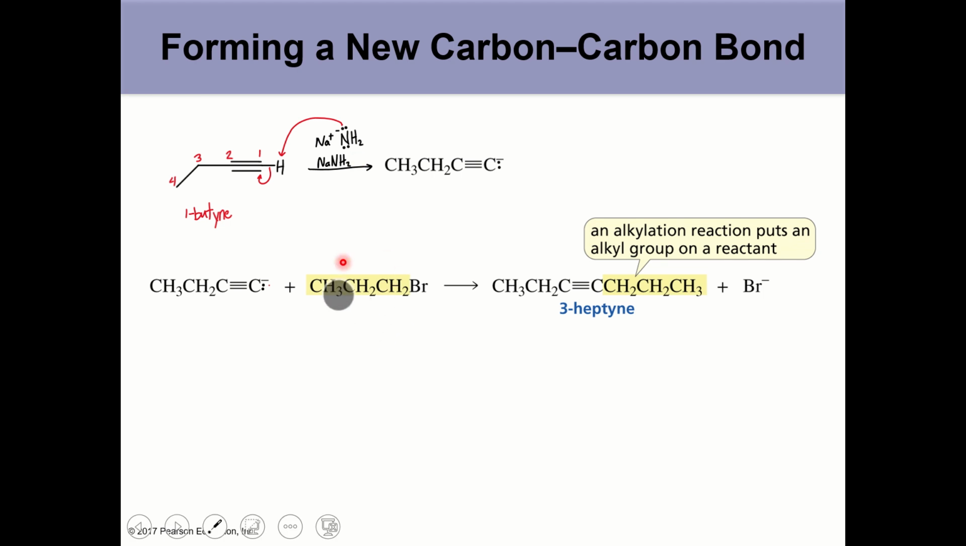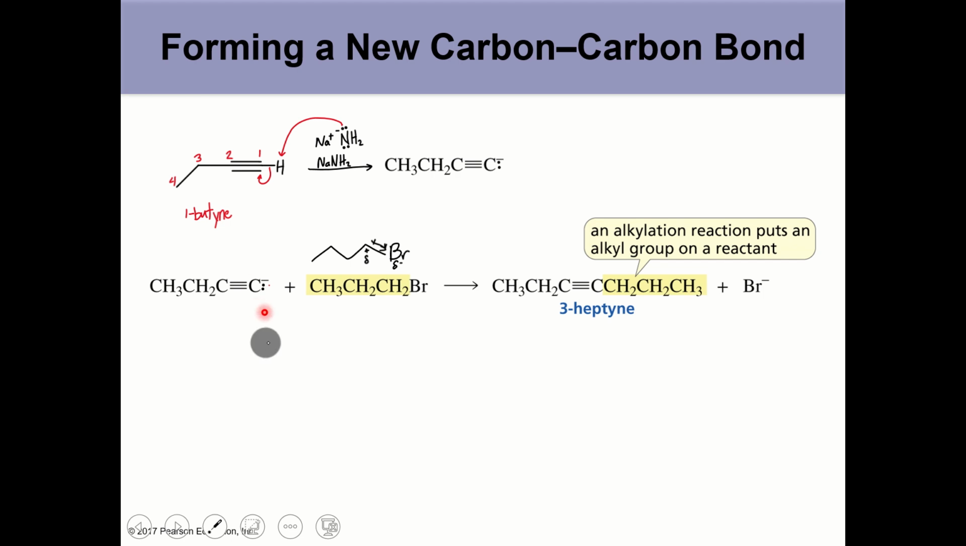This haloalkane has a polar bond. So we have our 4-carbon haloalkane, and the carbon to bromine bond is polar, giving the last carbon connected to the bromine a partial positive charge. So that is our electrophilic carbon.